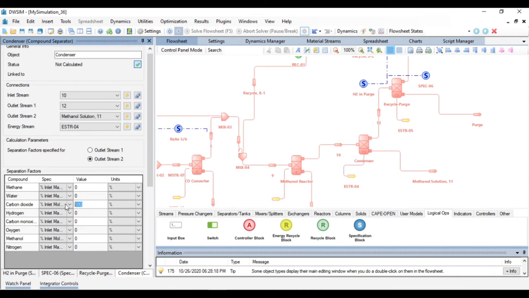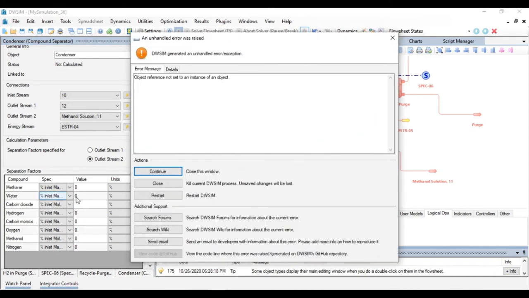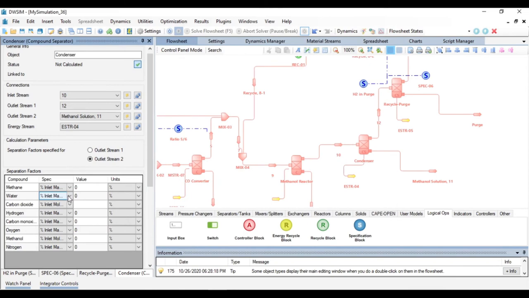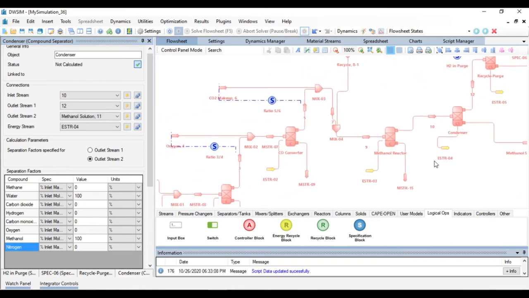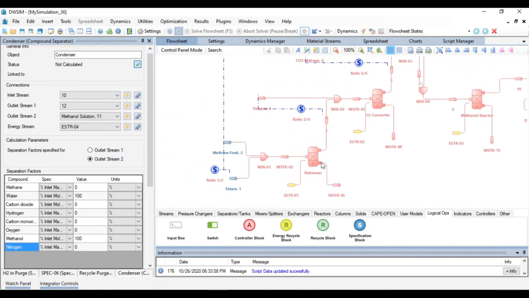Oh, sorry. It is water. Okay, sorry. The percent molar flow of water is 100%. And also in the methanol, 100%. Okay. Now we will define the expressions of the specification blocks.